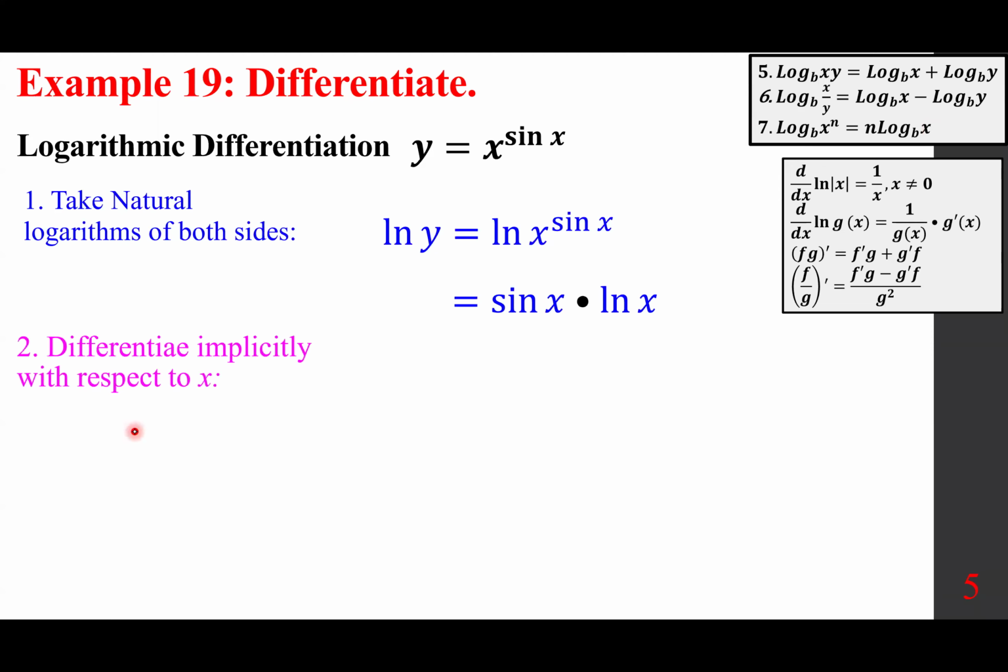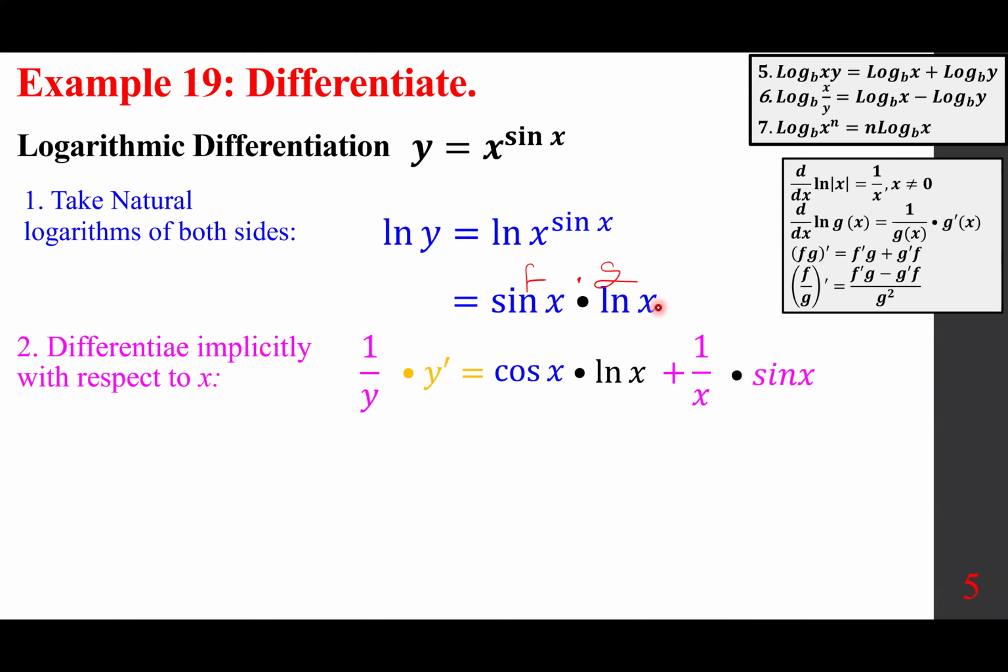Now we're going to differentiate implicitly with respect to x. So when you differentiate, the left side is 1 over y times y prime. On the right side we use the product rule, f prime g plus g prime f. So sine gives you cosine times ln x, and ln x gives you 1 over x times sine x.